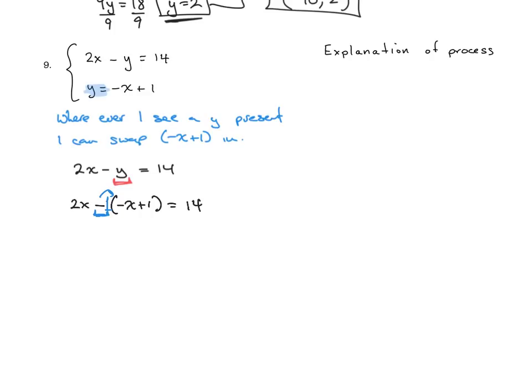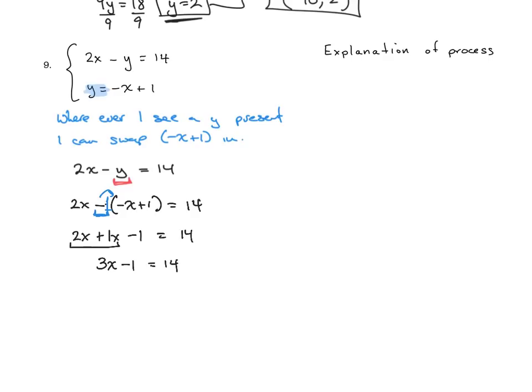When I do that, I get 2x, which just drops down, has nothing to do with the distributive property. Negative 1 times a negative x is positive 1x. Negative 1 times positive 1 is negative 1, equals 14. From here, I can combine my 2x and my 1x, which makes 3x. So I'm left with 3x minus 1 equals 14.